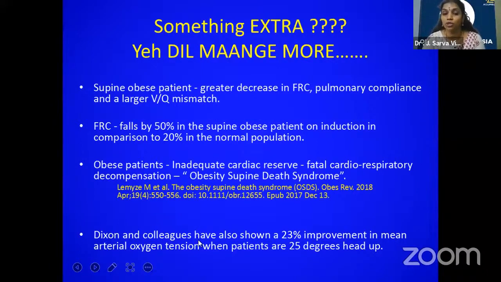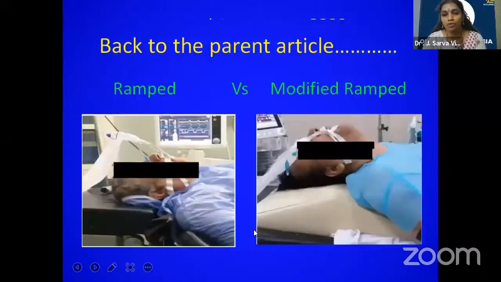So all these can be averted if they are placed in a ramped position. And Dixon and colleagues have also shown that there is a 23% improvement in the mean oxygen saturation when obese patients are placed in a 25-degree head-up position. So ramp position does offer other physiological benefits also.